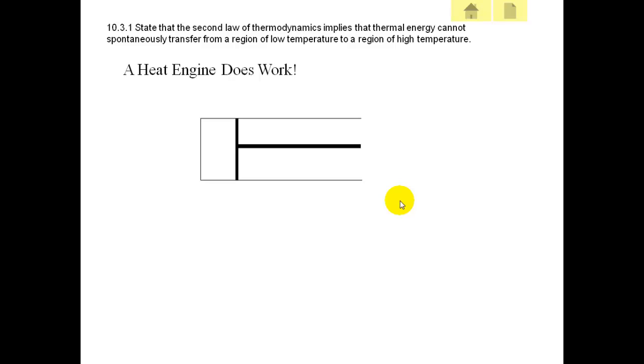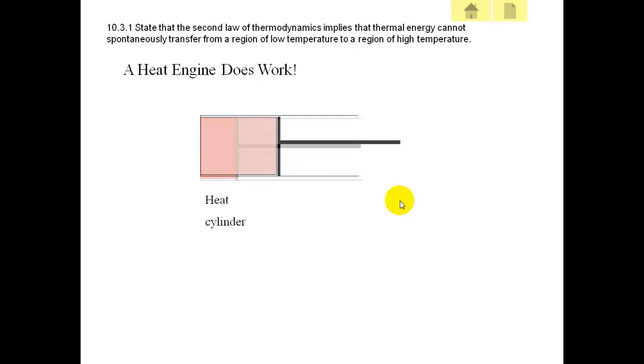Now let's look at a heat engine doing work. How do we get it to do work? We basically have to heat it and it will expand. So it gets hot and expands. When it expands, it does work to the surroundings. Now what? We want to keep on doing this, and it's not going to expand forever. It's got a limited size.